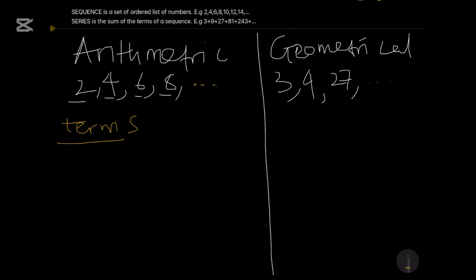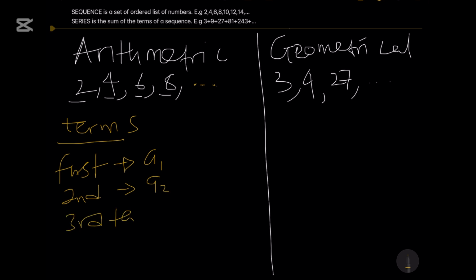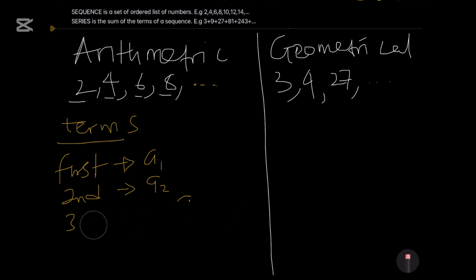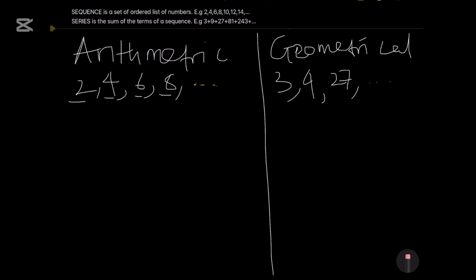where 2 is the first term. Each of those terms is represented in its order with a subscript, that is, the first term is A subscript 1, the second term in that order is A subscript 2, the third term A subscript 3, and so on and so forth. So that's how we represent the terms of an arithmetical progression, or even a geometrical progression. So this is our first term, that is A1, this is our second term A2, this is our third term A3, this is our fourth term A4, continuously like that.